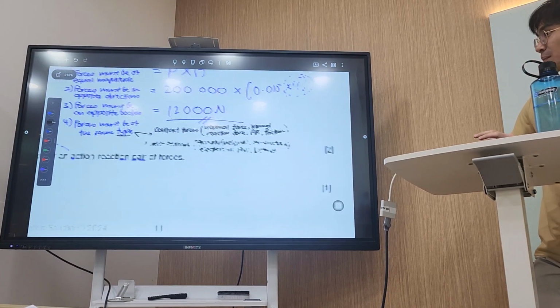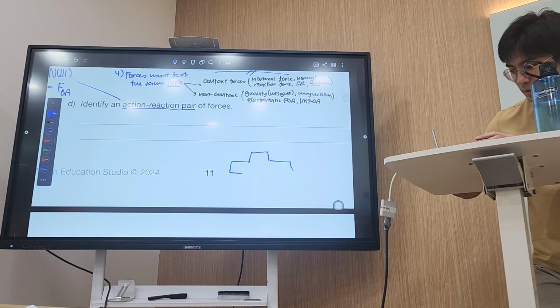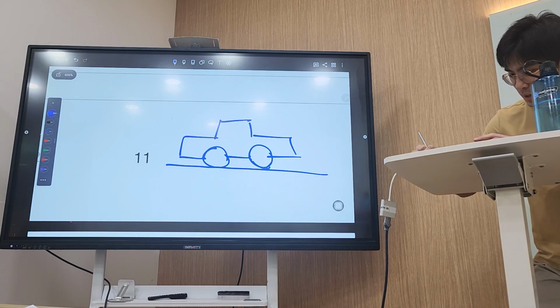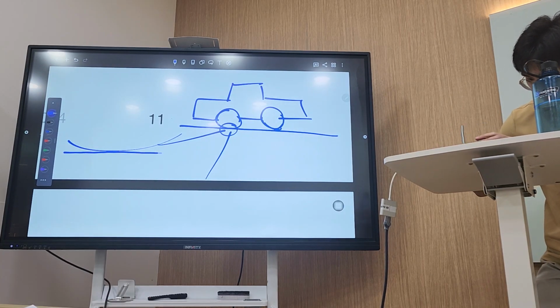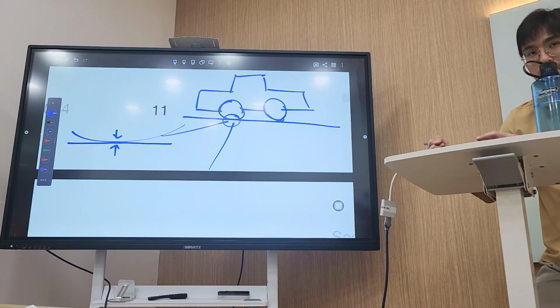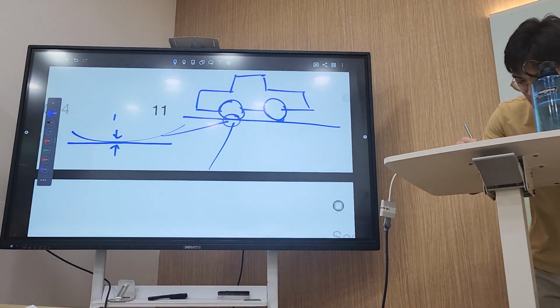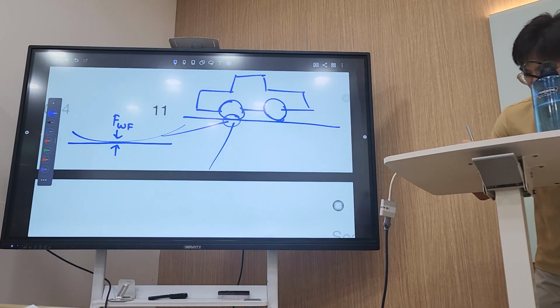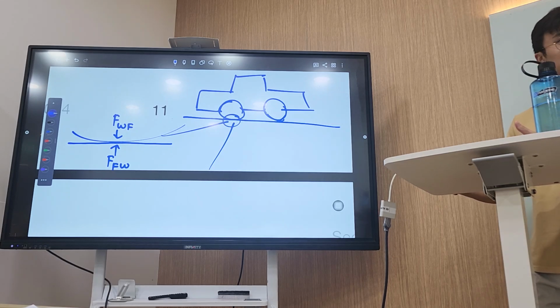The only action reaction pair force that we can identify here is if I draw the car. You have your wheel and you have the floor. Your normal contact force is between here. If I zoom this out, bottom of the wheel and your floor. You have the force on the floor by the wheel, and the force on the wheel by the floor. The top one is force by wheel on floor. The other one is force by floor on wheel. This is normal contact force.